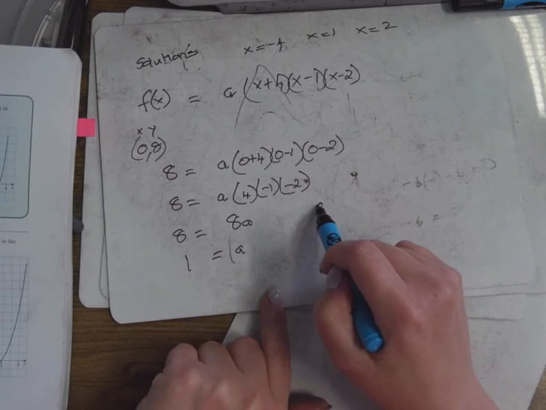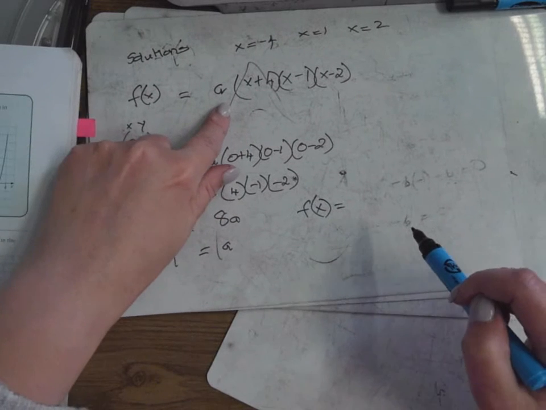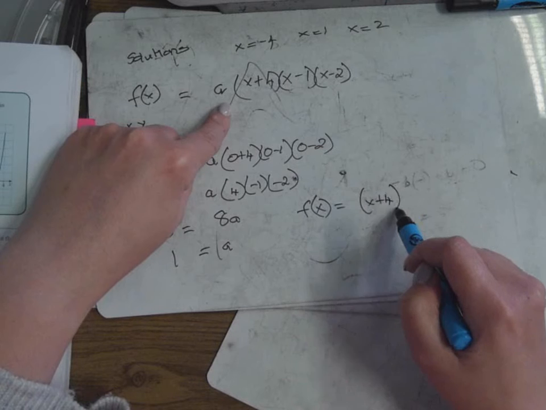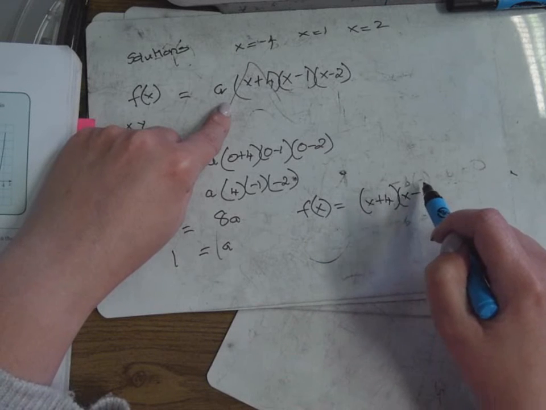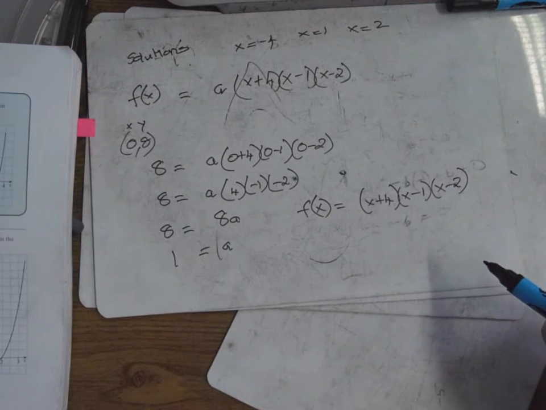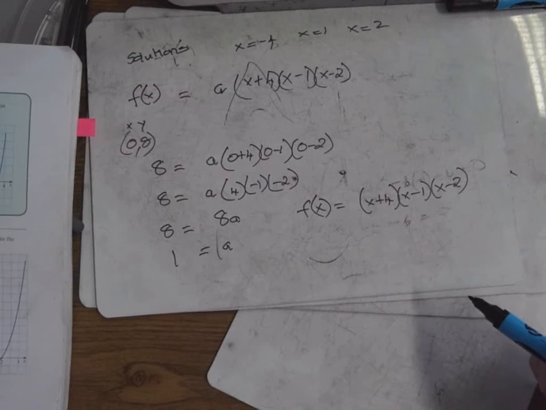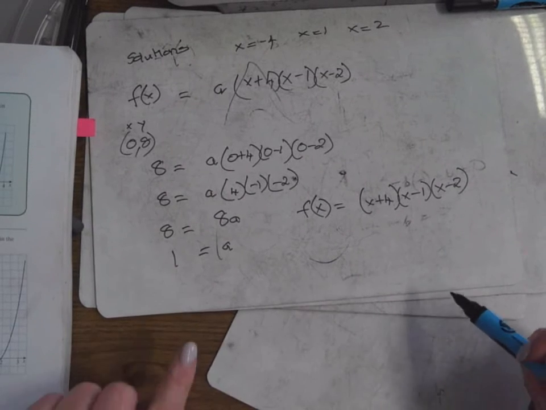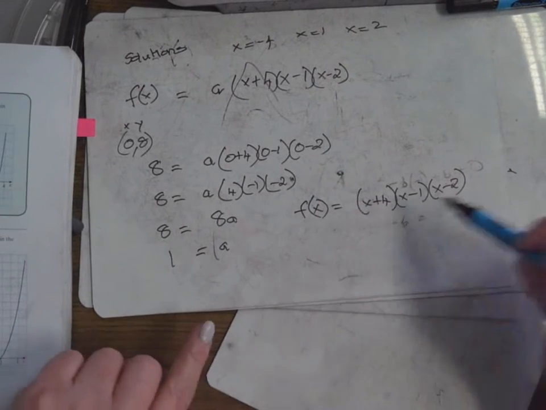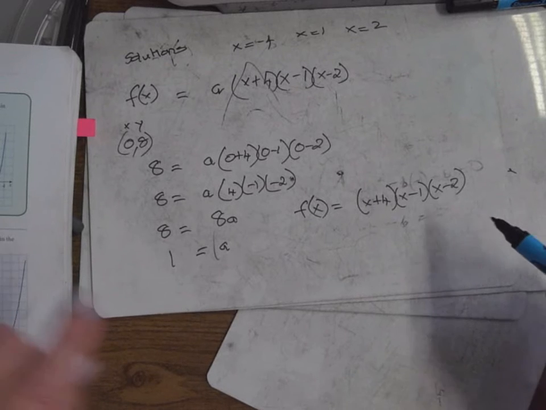Okay, so f of x, girls, is equal to, a turned out to be 1, so I'm not going to write it down. So it's x plus 4 times x minus 1 times x minus 2. Okay, so they asked for it in the form x cubed, something x squared, something x, and a number. It means you have to multiply out the brackets. If they didn't ask you for it in that form, that's a perfectly valid answer. Don't bother multiplying it out. But if they ask for it in the specific form, you need to multiply it out.